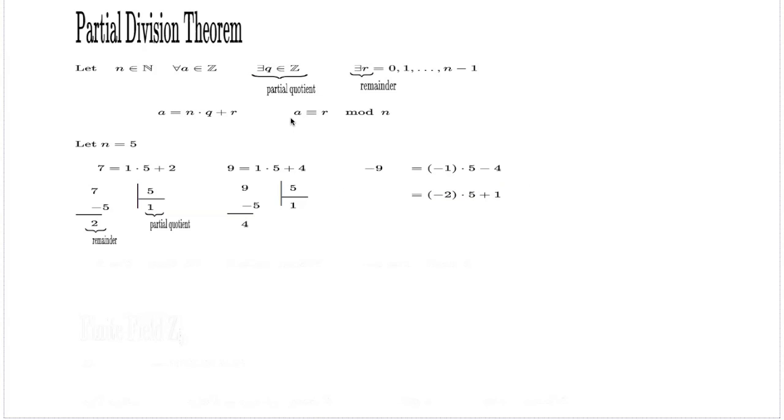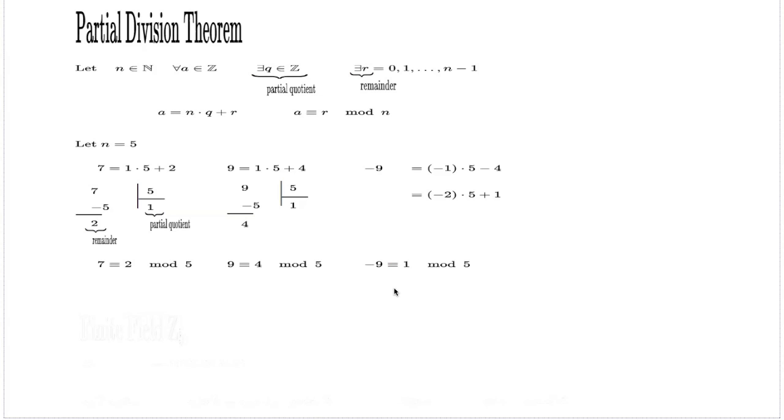Now, if I use this modulo notation for these three examples above, then I have 7 equals 2 modulo 5, 9 equals 4 modulo 5, and -9 equals 1 modulo 5.